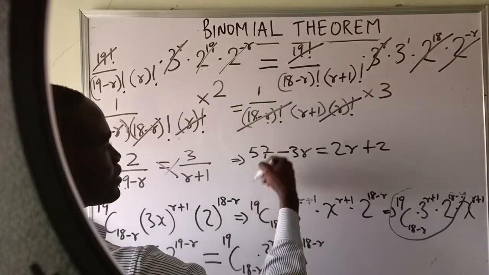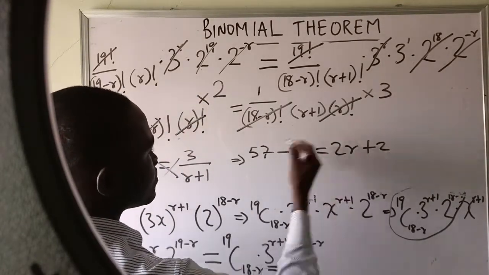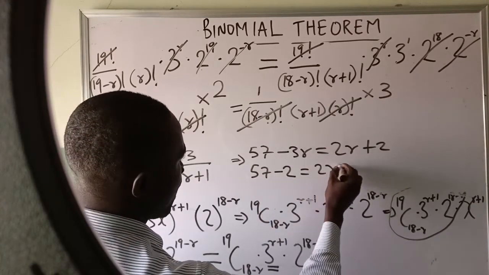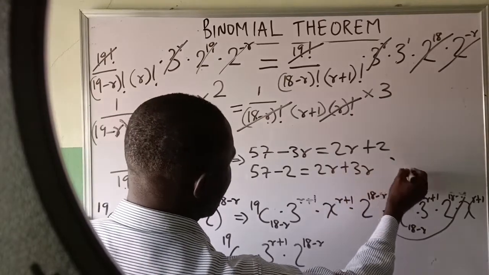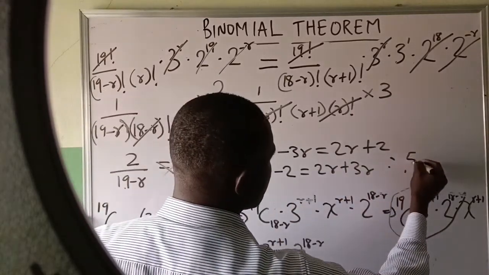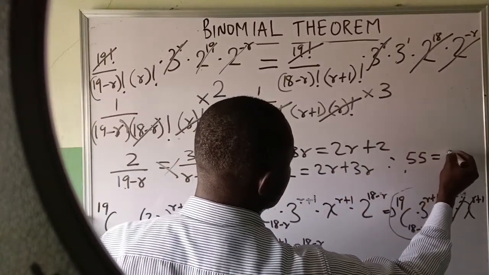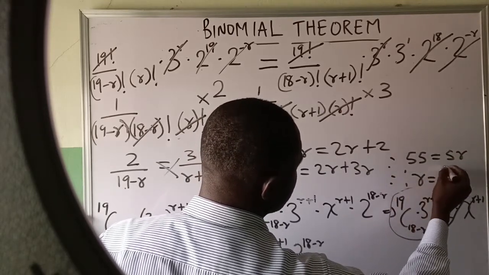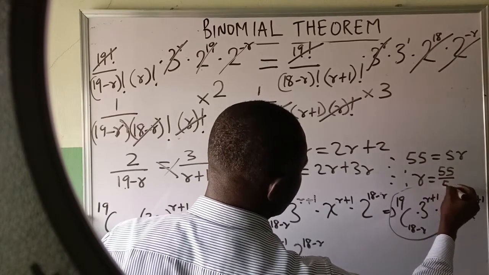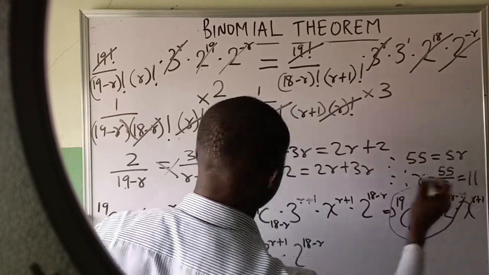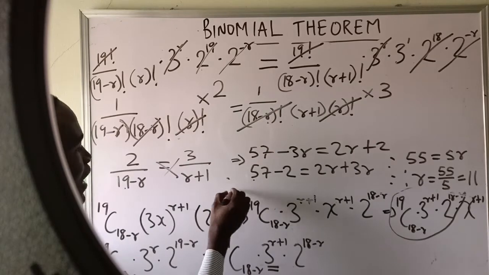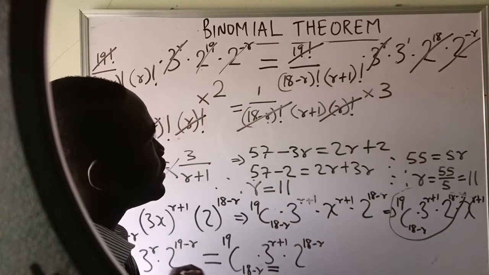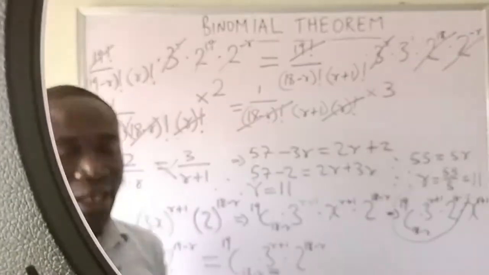Collecting like terms, you have 57 minus 2 equals 2r plus 3r. Therefore, this will give you 55 equals 5r. Our r will be equal to 55 over 5, which is 11. So we say finally our r is equal to 11. That is the final answer you will get in this question.